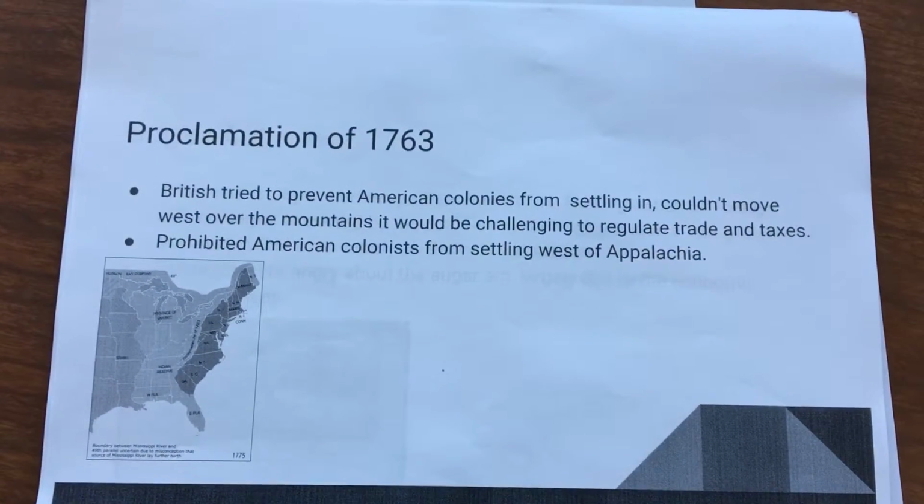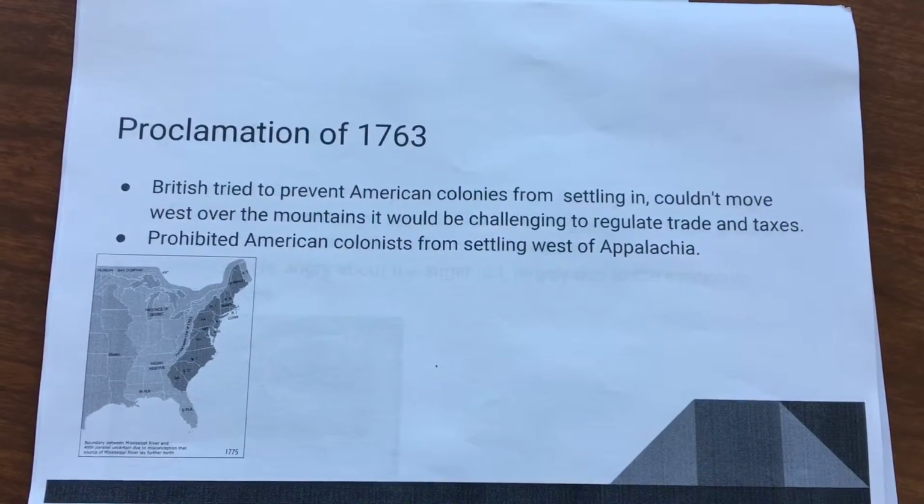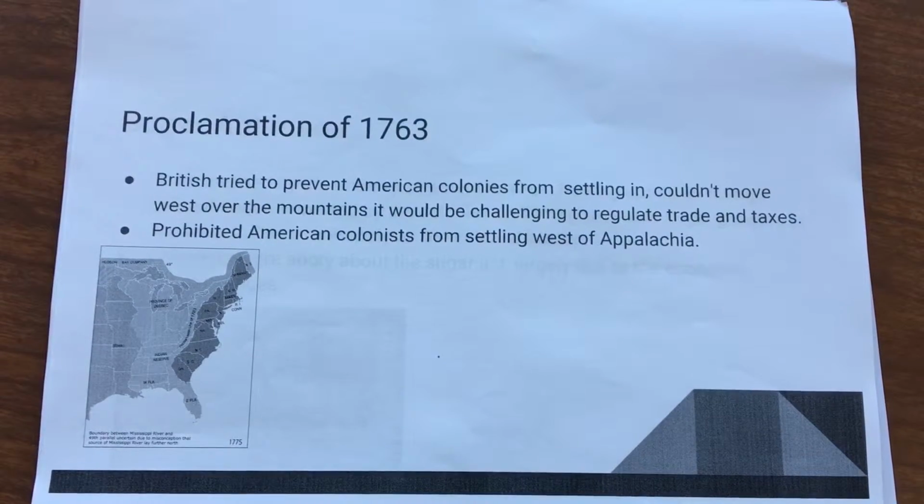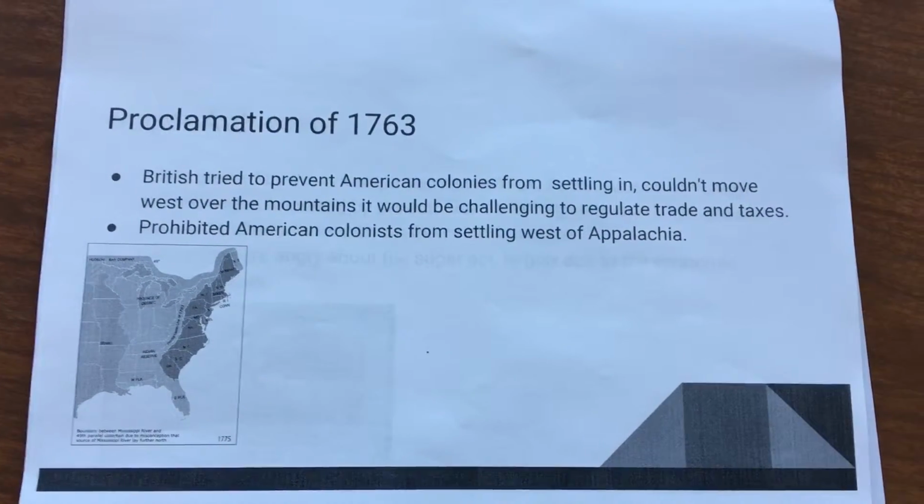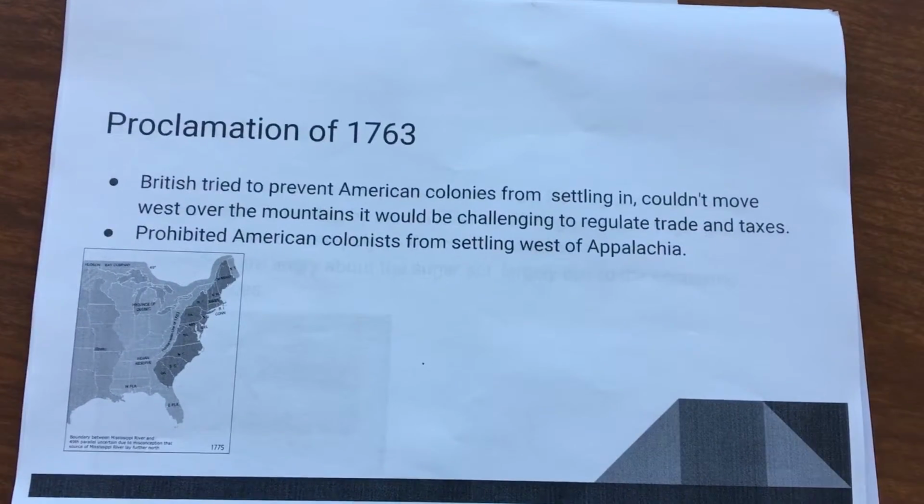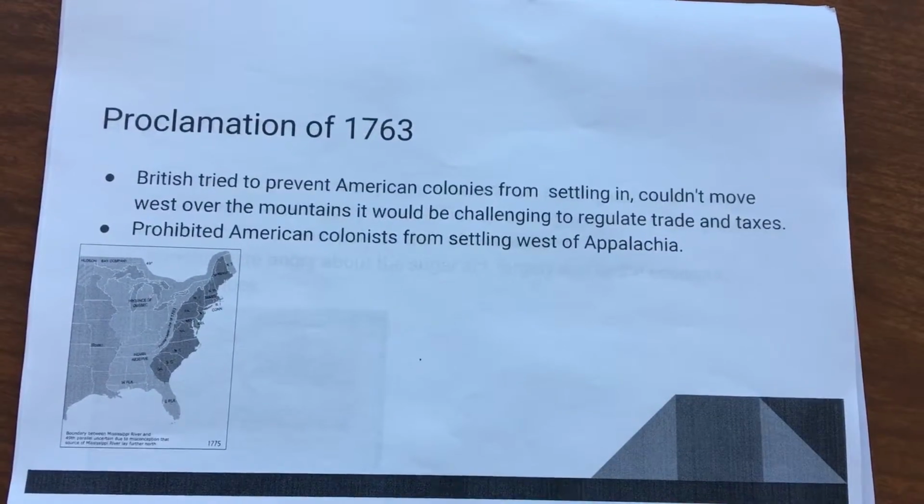Proclamation of 1763. The British tried to prevent American colonists from settling west, so they couldn't move west over the mountains. It prohibited American colonists from settling west of Appalachia, whatever that is.